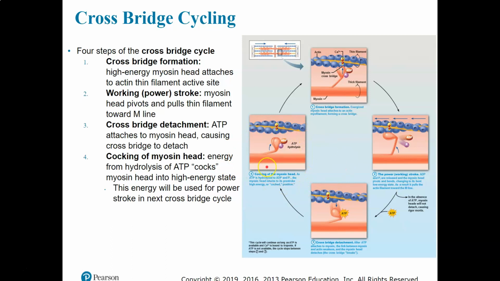ATP is hydrolyzed, cocking the head group, and then it is ready to bind to the actin again, pull the actin, ATP binds, it resets. And it keeps doing this over and over again as long as the myosin is able to bind to the actin. And that's going to be true as long as there's calcium.